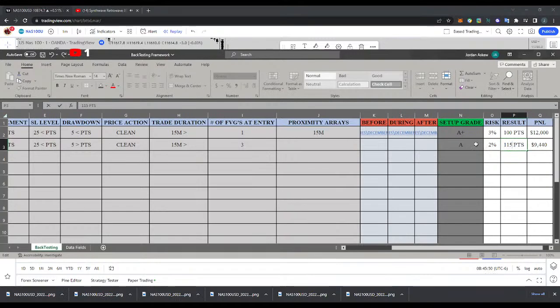So the way that we calculate the profit here is we had $2,000 at risk, divided by our stop loss, which was 25. That lets us take an 80 contract position size. So the profit target was 115 points, so 80 times 115. 9,200. Not a bad day at all. Boom, there we go.